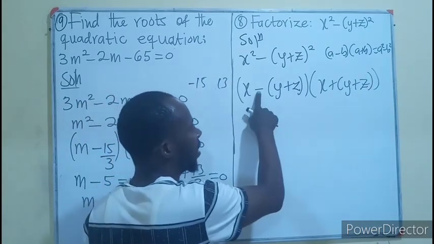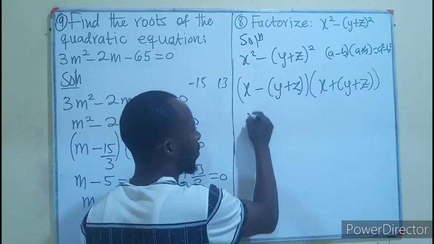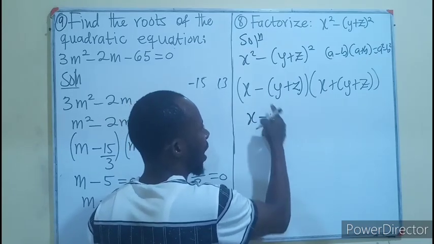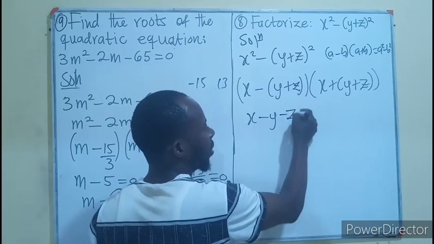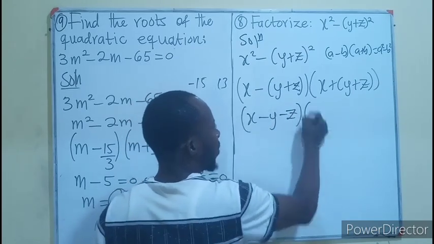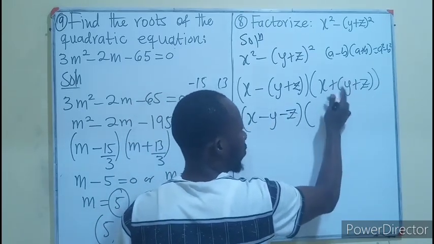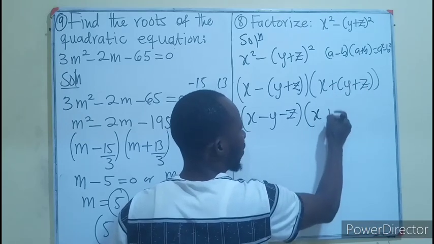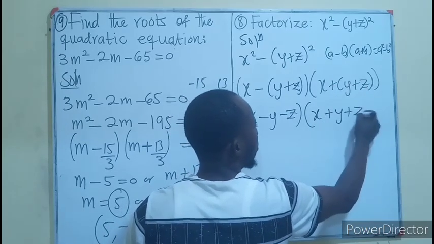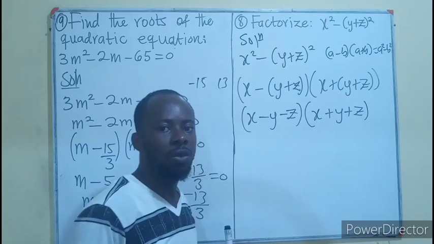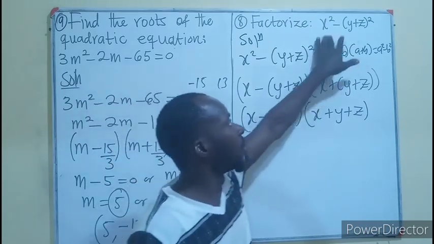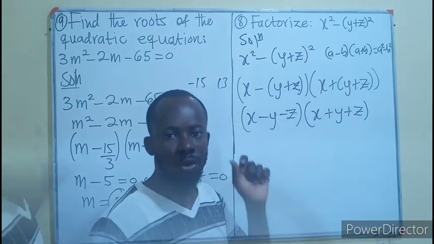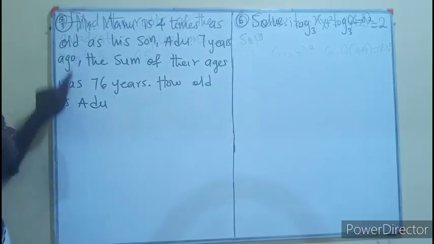So this is a negative 1 multiplying this. So this will give us x minus y, negative 1 times z, also negative z. Then opening this bracket, see this positive 1 multiplying that, x plus y plus z becomes the solution. So this is the final expression or factorization for this, using the difference of two squares.